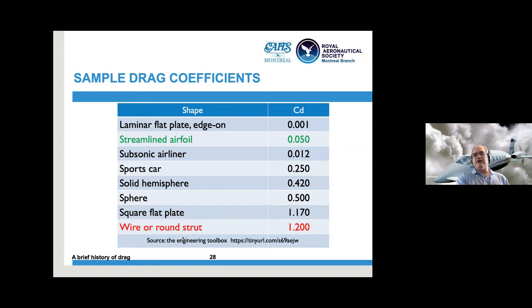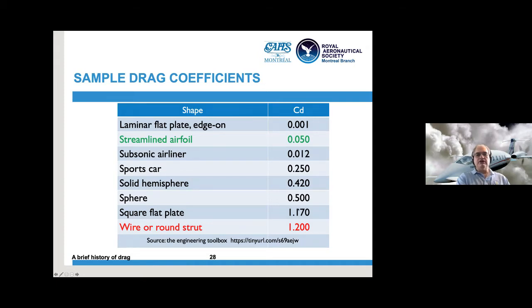A streamlined airfoil has roughly 50 times the drag of a flat plate. But the airfoil does a heck of a lot better than the flat plate at producing lift. So we take that compromise. And you can see where a typical car fits in. Here's where a ball fits in. Look at it compared to a streamlined airfoil. It's almost 10 times worse. It's 8 times worse to fly a ball. Okay, solid hemisphere. Sorry, that's a half ball, and this is a full ball.